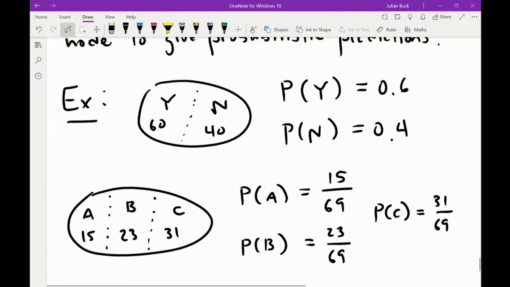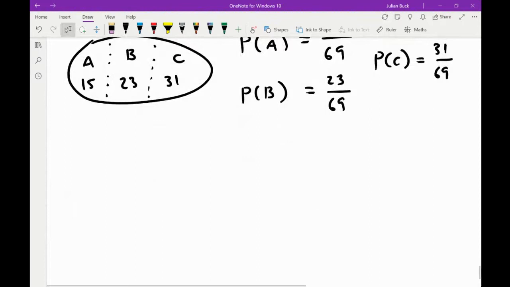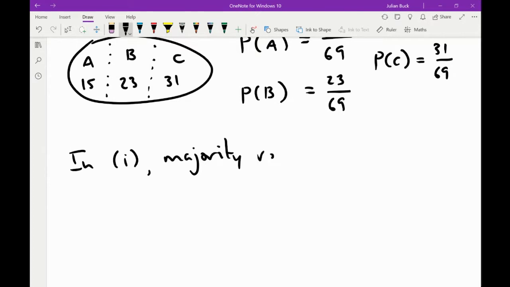So in the first example, let's call this one part 1 and part 2, just so I can refer to them. So with the probabilistic prediction, in 1, majority vote would predict yes. Okay. So if, instead of using probabilities, we're simply trying to make unambiguous predictions, that's what we would get.